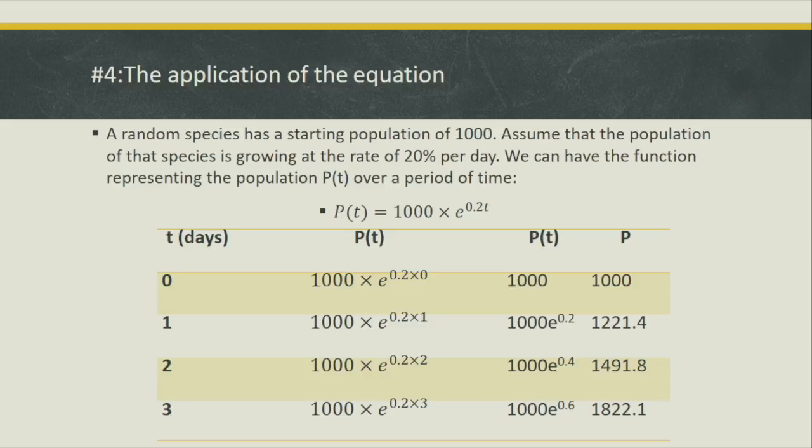For the application of the equation, I give random data about a studied population that is 1,000 and a growth rate of 20% per day, and then I come up with a function representing the population over a period of time. This is my function and my data table for this function.